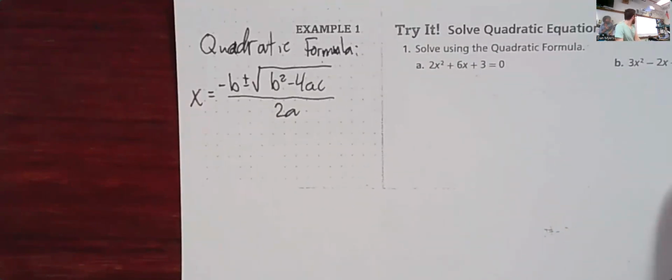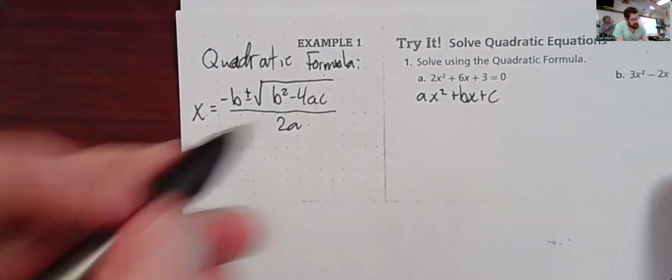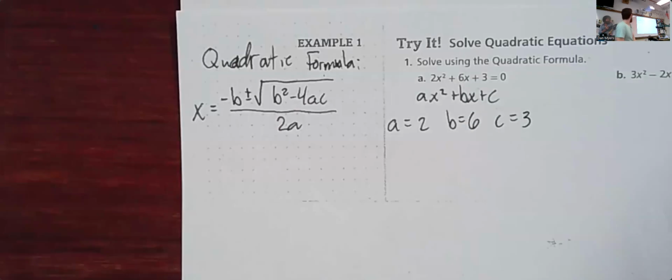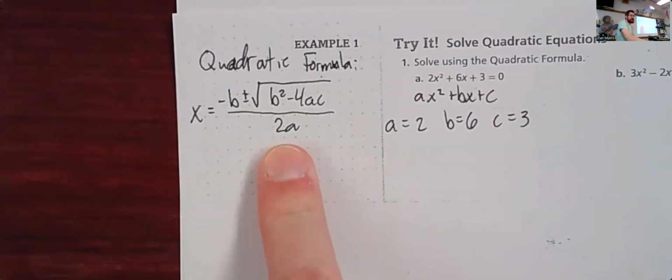So standard form of a quadratic equation says ax squared plus bx plus c. So we need to use the values of a, b, and c. So what does a equal here? 2. What does b equal? 6. And what does c equal? 3. So what we're going to do is just drop those values into that formula. And then we'll basically just use our calculators to have it solved for us, which will be great.